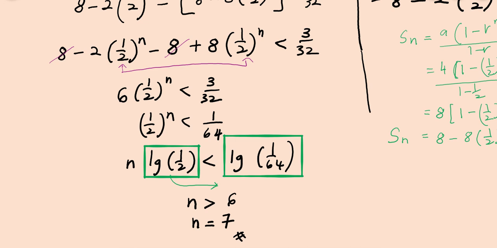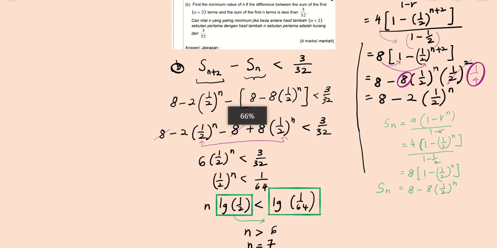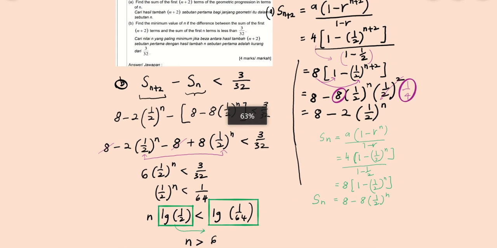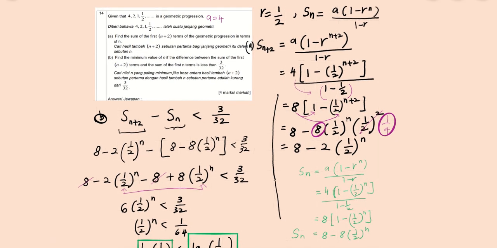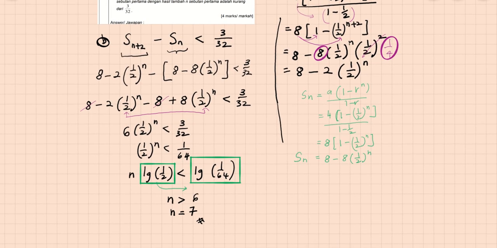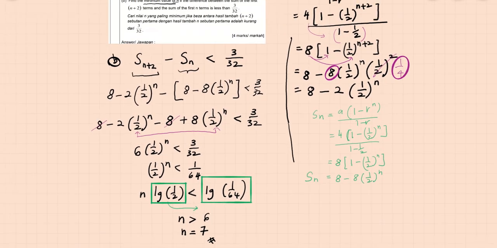Okay, so that's all untuk question number 14. Sebab dia tanya minimum value of n, the answer is n equal to 7.